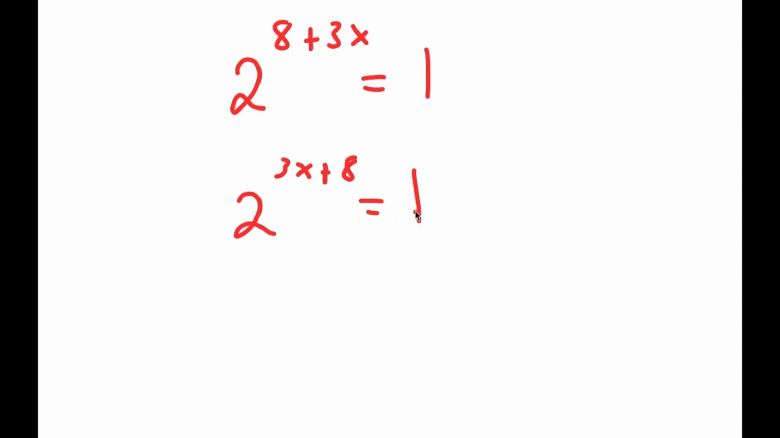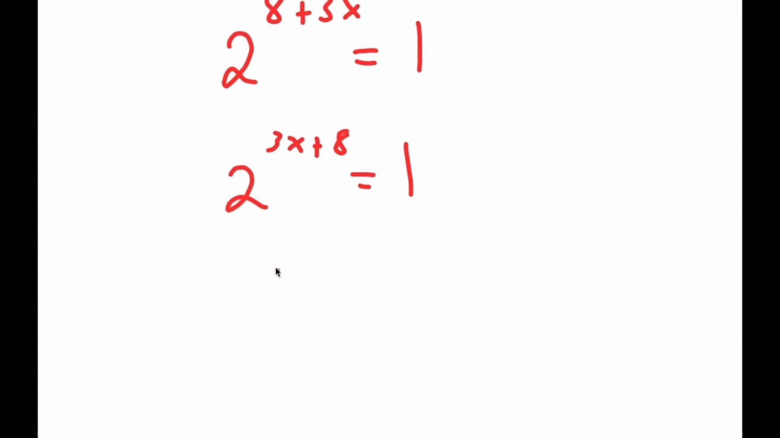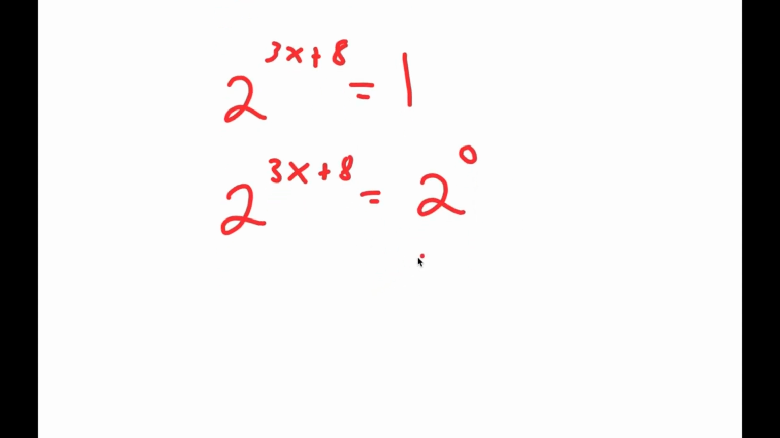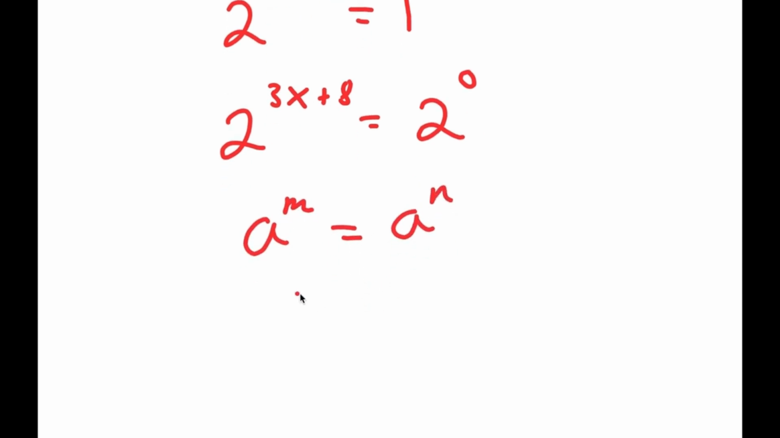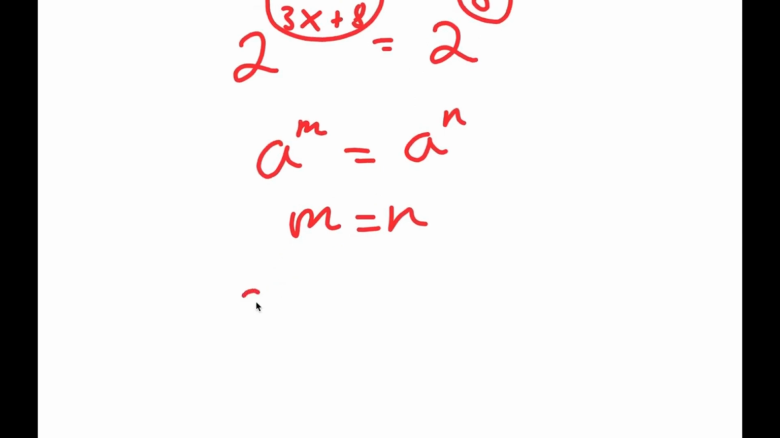And now 2 to the power of what number is equal to 1? 2 to the power of 0, right? So I can write this as 2 to the power of 3x plus 8 is equal to 2 to the power of 0. And now solving this is pretty simple. If I have something in the form a to the power of m is equal to a to the power of n, this means that m is equal to n. So in this case, 3x plus 8 is equal to 0.